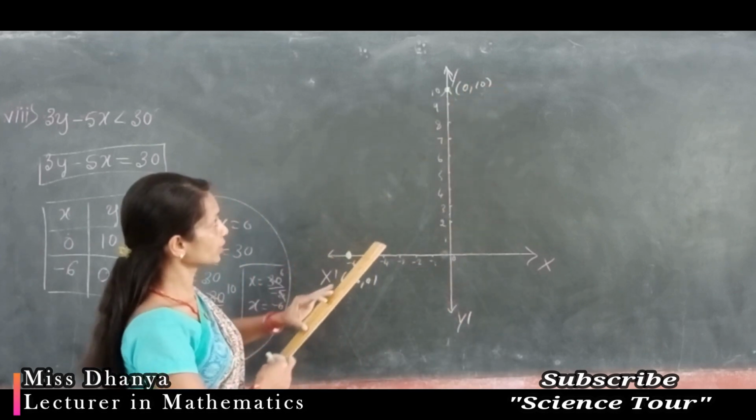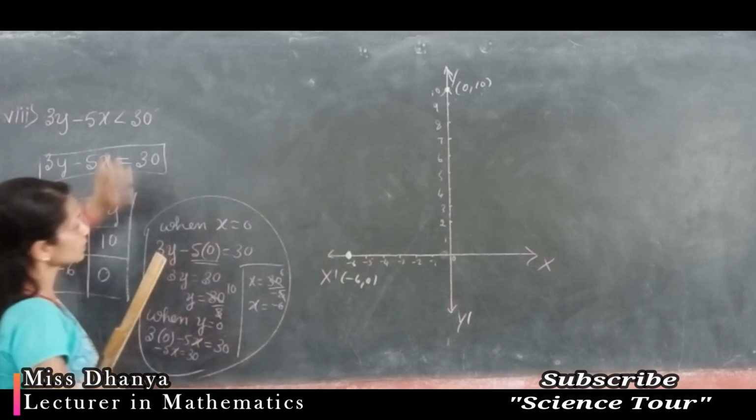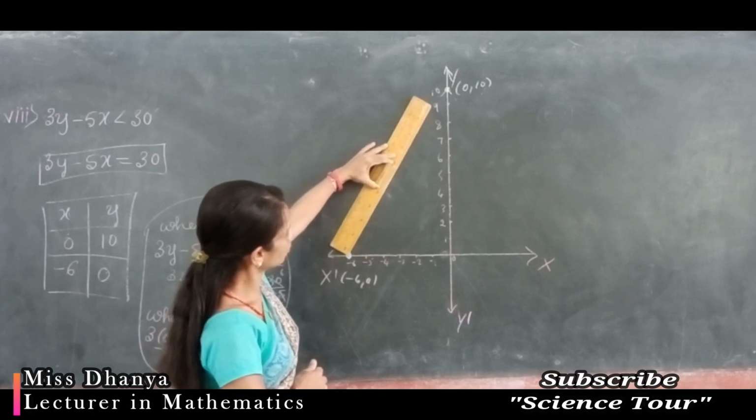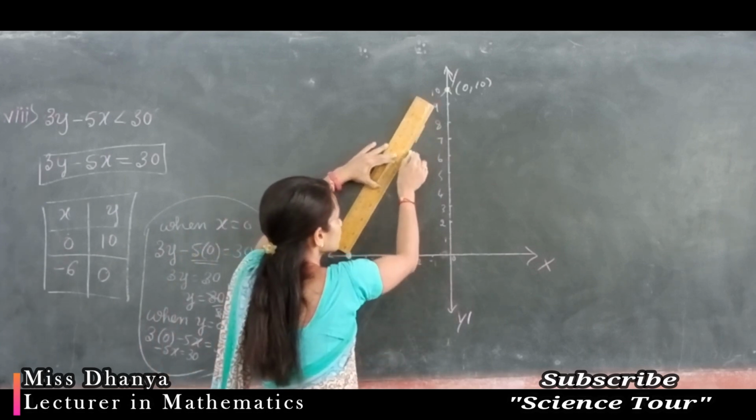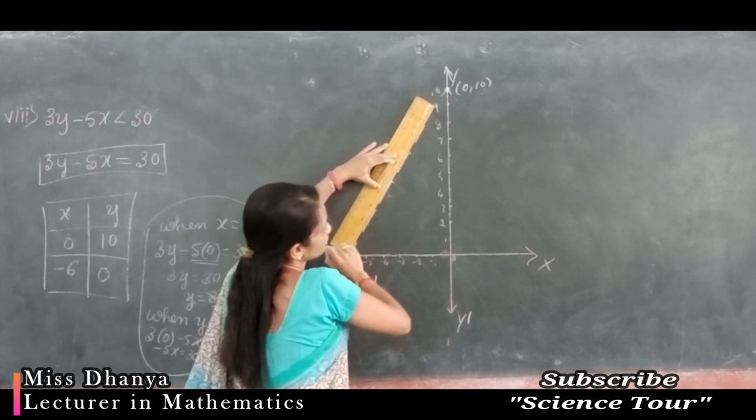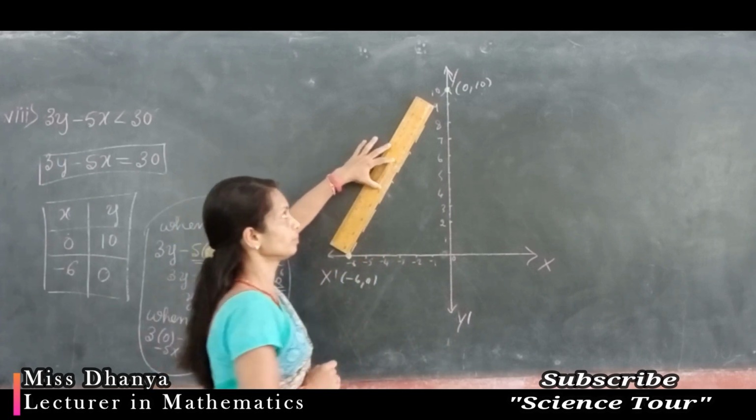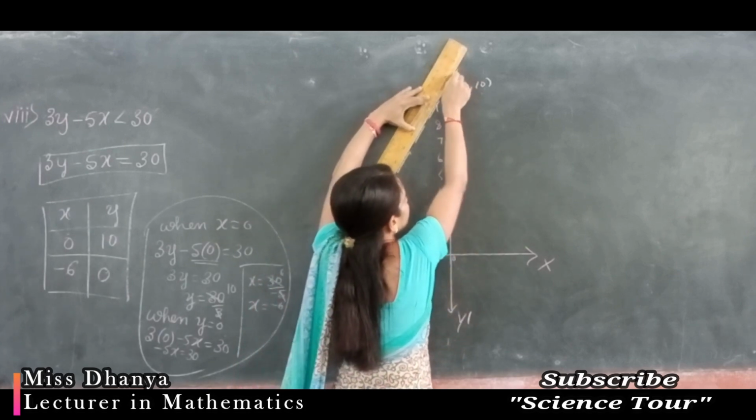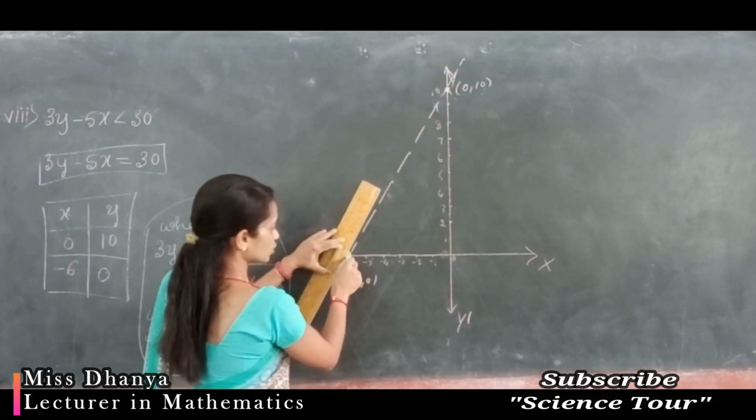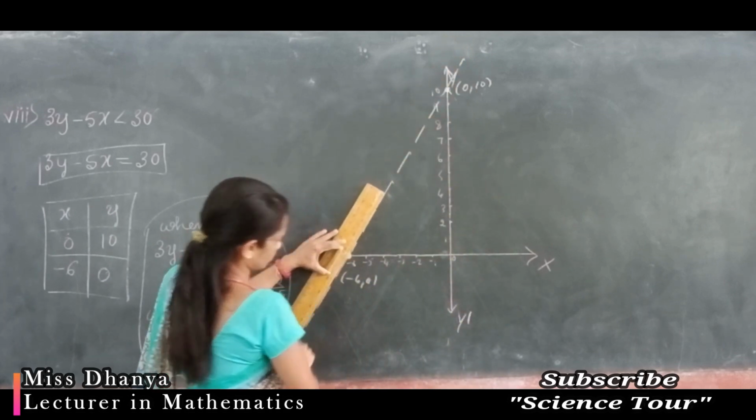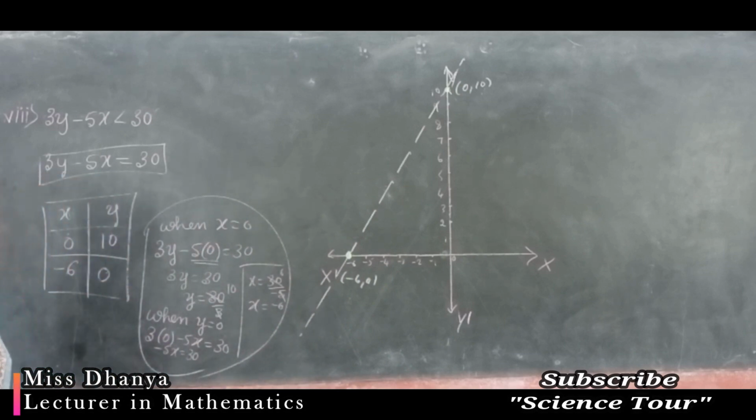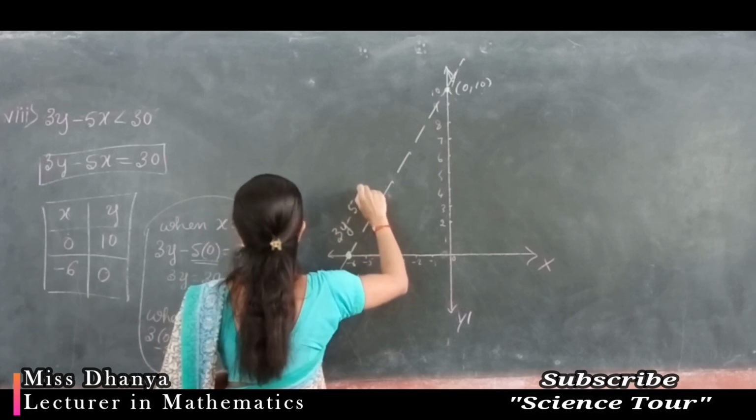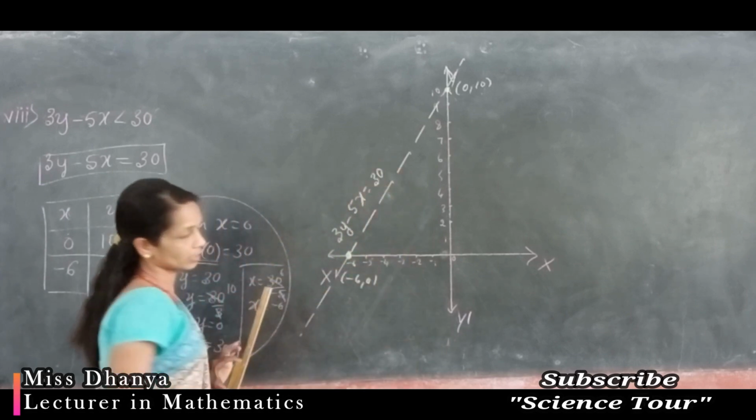Now we have to join these 2 points using which line? Since you have a strict symbol, you have to use a broken line to join these 2 points, okay. So join these 2 points by using a broken line, okay. I think a small scale is not enough to join these 2 points. So use a long scale to join these 2 points, okay. And you extend in both directions without changing the direction of your scale. And after that write the name of the line: 3y minus 5x is equal to 30, okay.